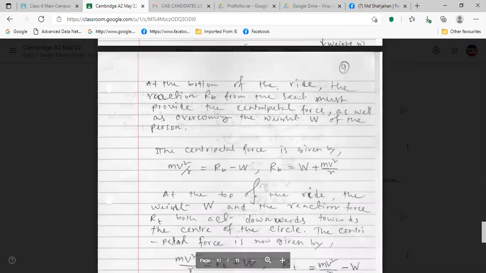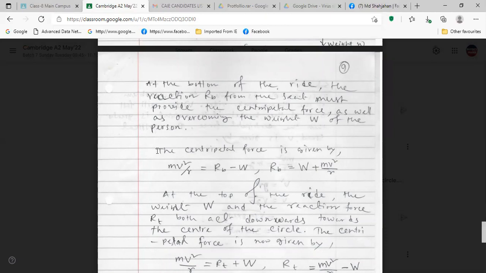At the bottom of the ride, the reaction RB from the seat must provide the centripetal force as well as overcoming the weight W of the person. The centripetal force is given by mv squared by r equals RB minus W. RB equals W plus mv squared by r.